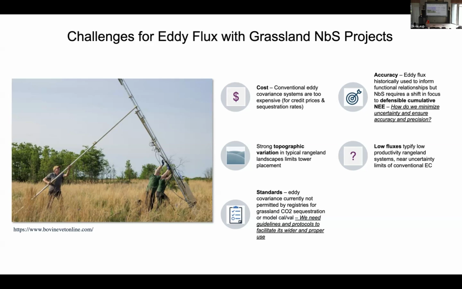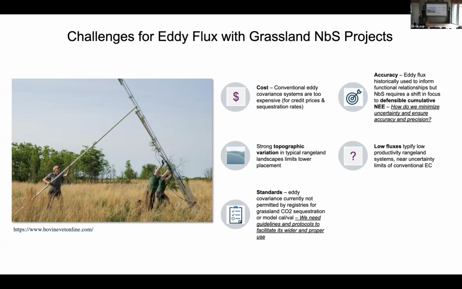So we have to overcome that cost challenge. Another challenge is that rangelands typically occur in generally non-arable land, which is not only typically dry lands, but also landscapes that have more topographic variation than you would have for a flat area where you could do row crops. And because of that topographic variation, it's more challenging to place towers to satisfy the requirements you need for eddy covariance.